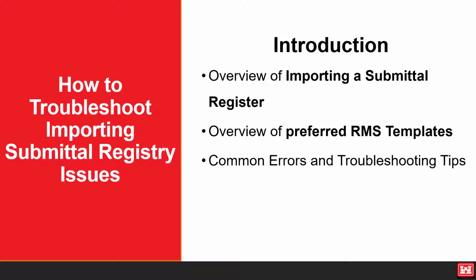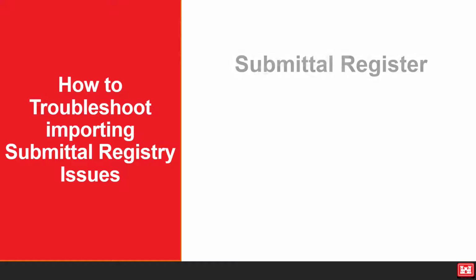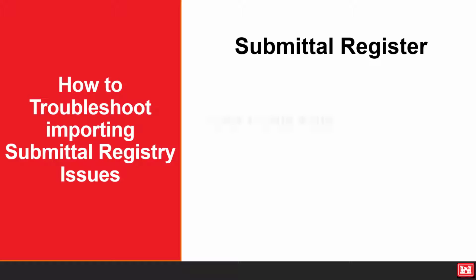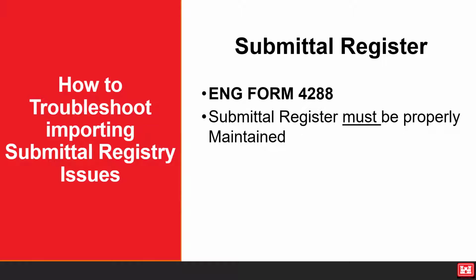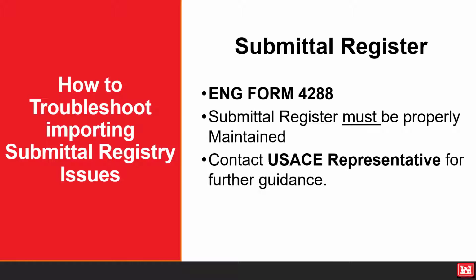Let's get started. The submittal register, also referred to as ENG Form 288, consists of items identified in the contract specifications that are determined necessary to adequately describe the work. The submittal register must be updated and properly maintained throughout the duration of the contract. Although every office may have its own procedure, be sure to follow the directions of a USACE representative for further guidance.